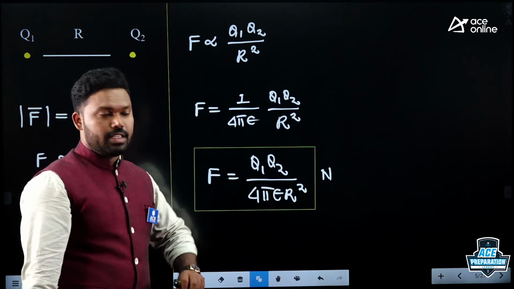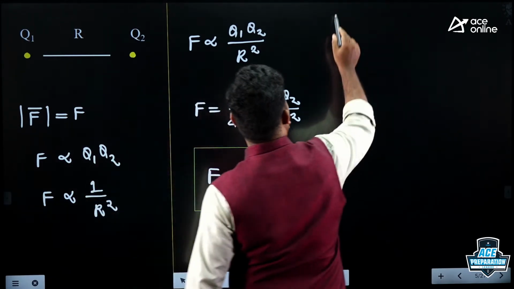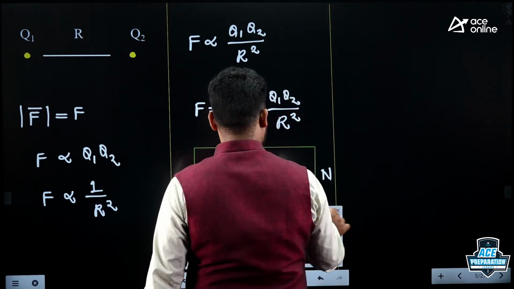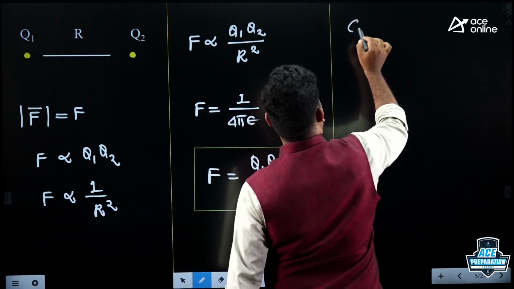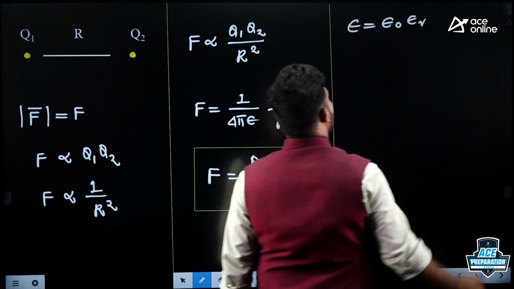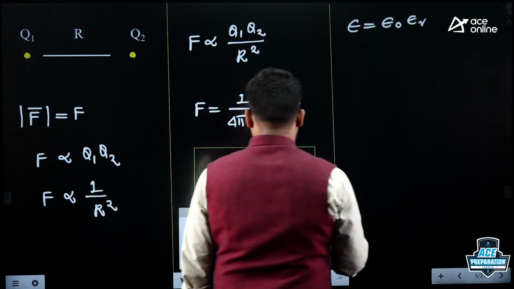Then what about this epsilon here? That is called permittivity. Let me write it down here itself. So what is this epsilon? Epsilon is equal to epsilon naught epsilon r. This epsilon is called permittivity.